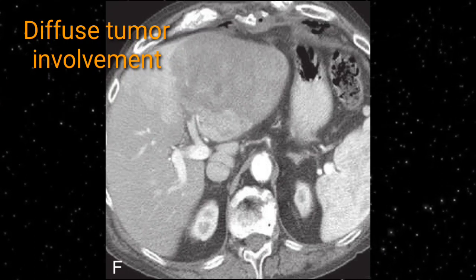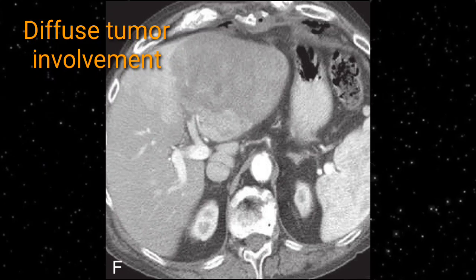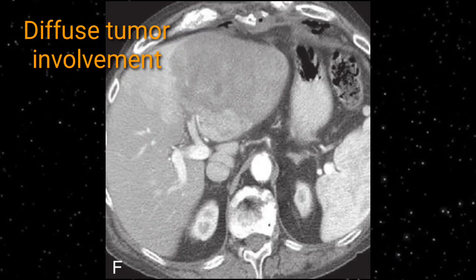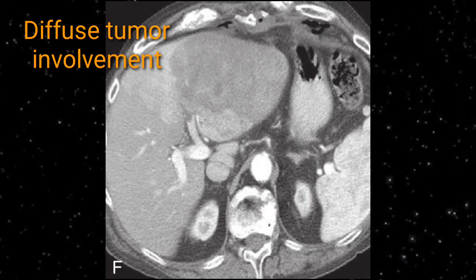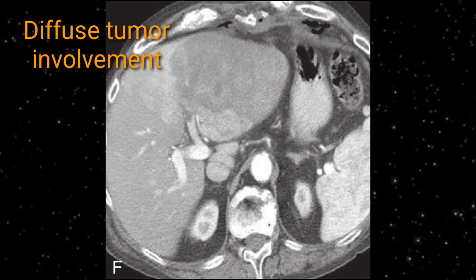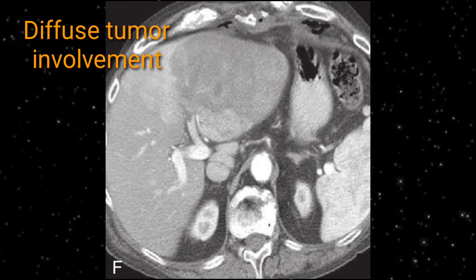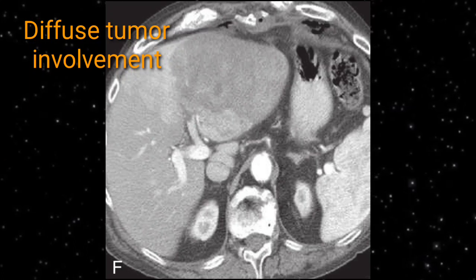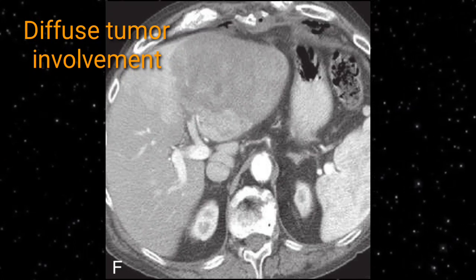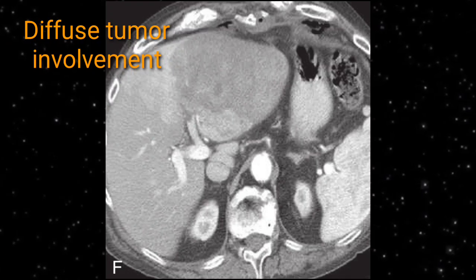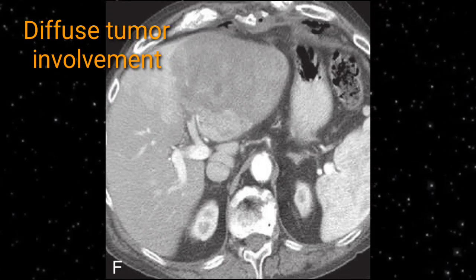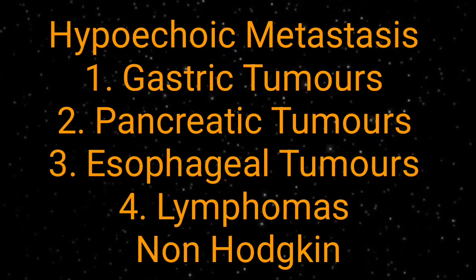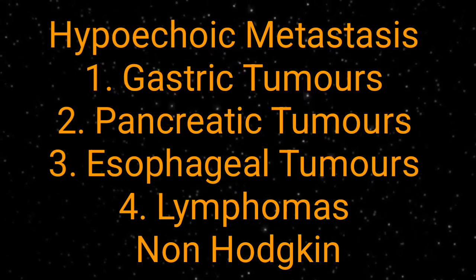But one thing is worth noting here, you cannot appreciate the vascularity where the infiltrative lesion is. So there must be some primary lesion somewhere. You have to search carefully on the CT scan to find where the primary lesion is, because this lesion is a diffuse tumor involving the left lobe, and this is a classical example of a diffuse infiltrative hypoechoic metastasis of the liver. Just to refresh the knowledge, hypoechoic metastasis can be seen in gastric tumors.